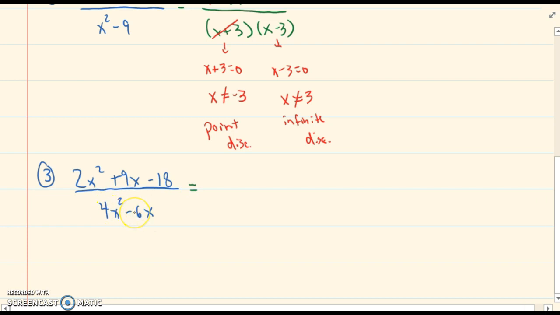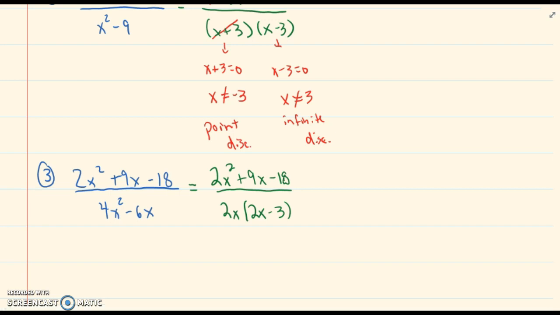4x squared and a 6x. I think I can take a 2x out. So it becomes 2x times 2x minus 3. So something to keep in mind, if you take out a greatest common factor, that doesn't necessarily mean you're done factoring. In some cases, when we take out a GCF, that's what I'm going to call the greatest common factor, the polynomial that's left, we can still factor it. In this case, we couldn't.